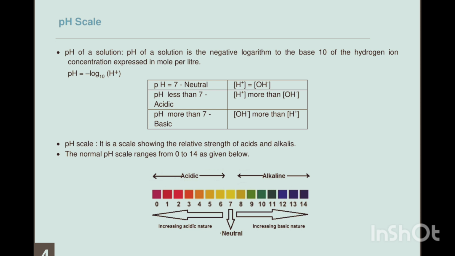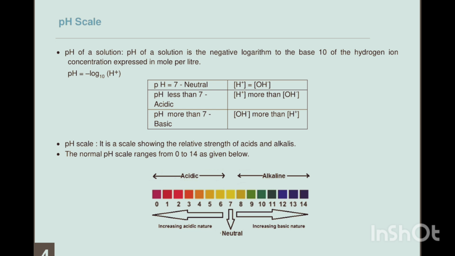The pH of a solution is the negative logarithm to the base 10 of the hydrogen ion concentration expressed in moles per liter. We have a pH scale from 0 to 14. From 0 to 6 it is acidic, and 7 is exactly neutral, and from 8 to 14 it is a base, or we can call it an alkali. So you can see here, pH equal to 7 is neutral, less than 7 all are acidic, and pH more than 7 all are base.